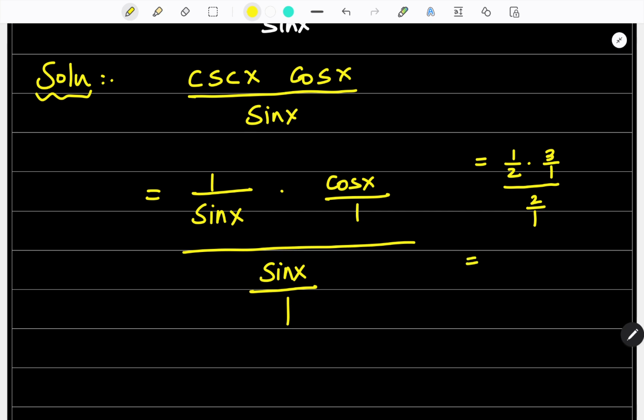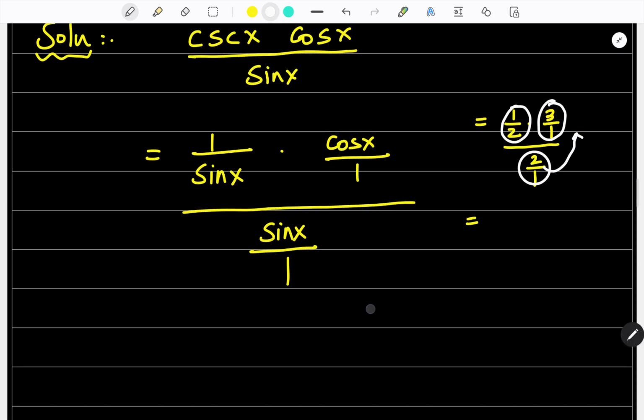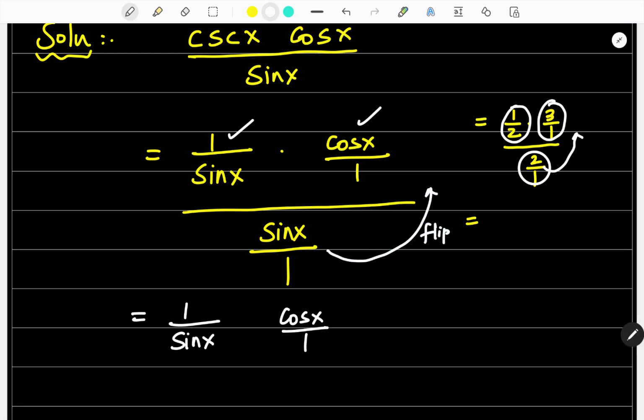How do you simplify this one? Give an idea. So what will I do? These two things are multiplying, right? And this will be dividing. So it will come as the reverse, right? The same idea, I'm going to use it. So this equals 1 over sine x, this part, and cosine x over 1, this part going up by flip. So this will be 1 over sine x. Clear? Clear or not clear?